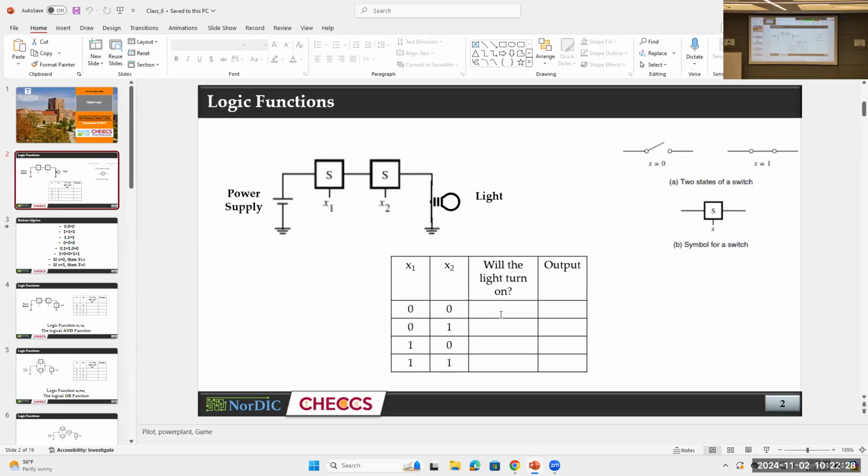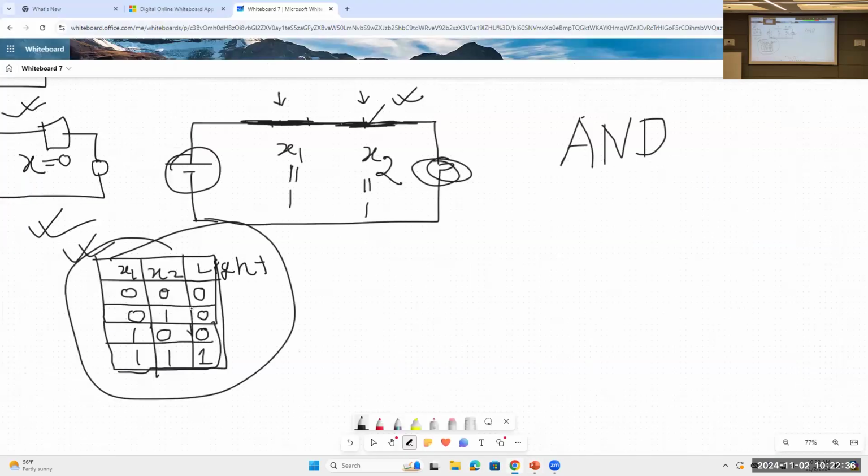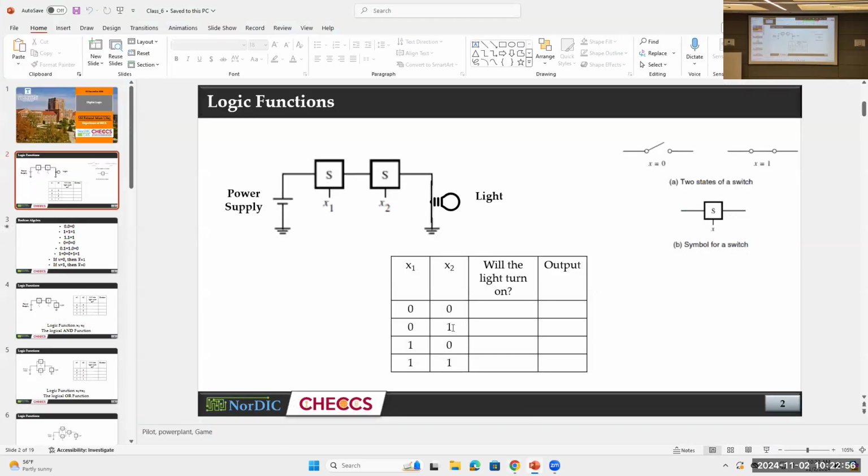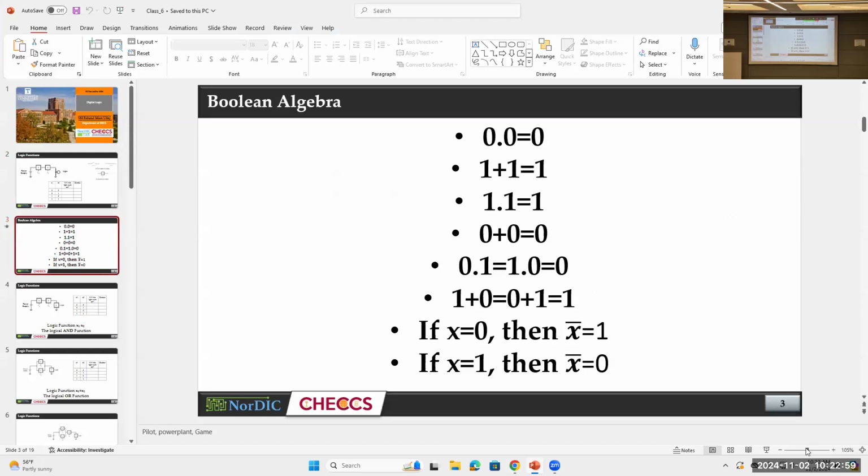You can see that we are only dealing with zeros and ones. We are taking inputs as zeros and ones and representing the output as zeros and ones, right? So when we deal with zeros and ones, there is a different algebra which deals with zeros and ones, which is called Boolean algebra. Let me show you that.